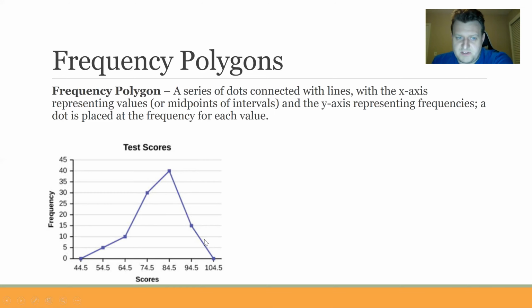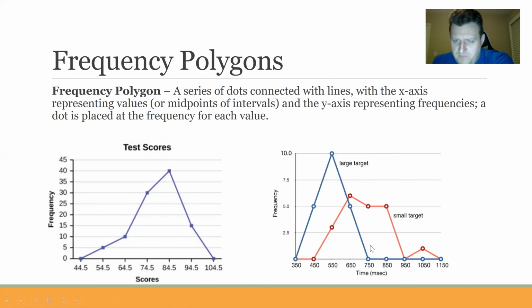lines and dots. Now, the reason why we would do a frequency polygon, we would have to have a continuous variable. We have to have a continuous variable of interest on the x-axis. And typically we want to have a scale variable as well. So continuous and scale, and then we can use a frequency polygon.